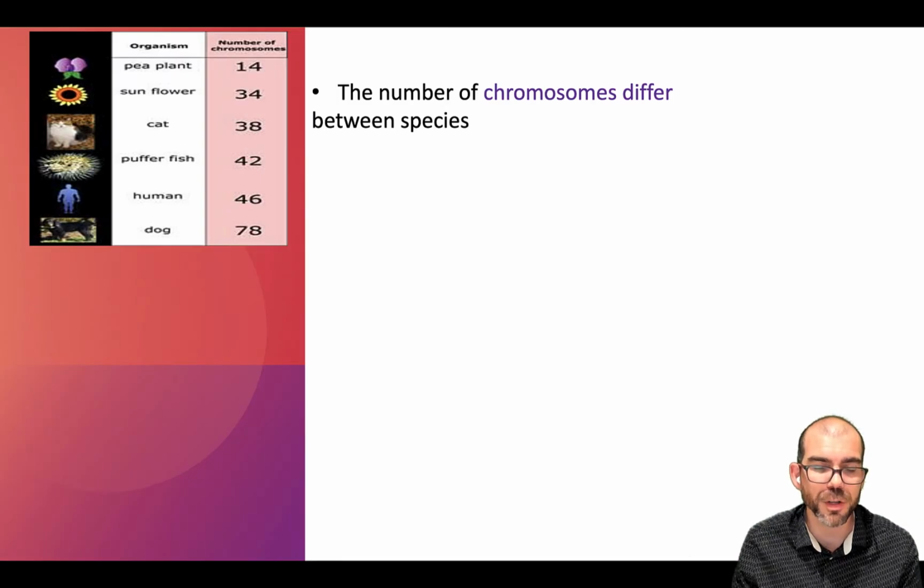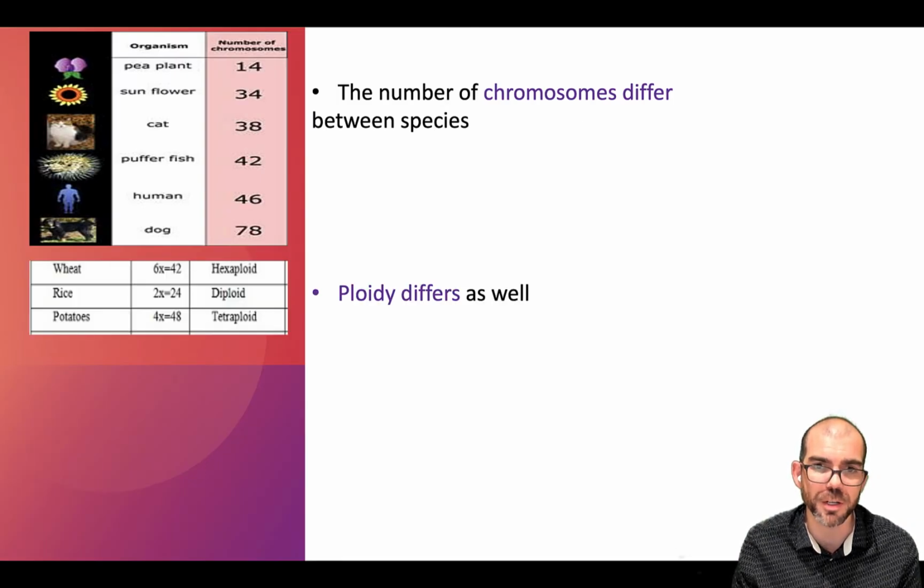The number of chromosomes, as you've seen, are different between species, and the ploidy differs as well. We're diploid, but wheat is actually hexaploid. Rice is diploid like us, and potatoes are tetraploid. Again, nothing to do with how sophisticated the structure is.